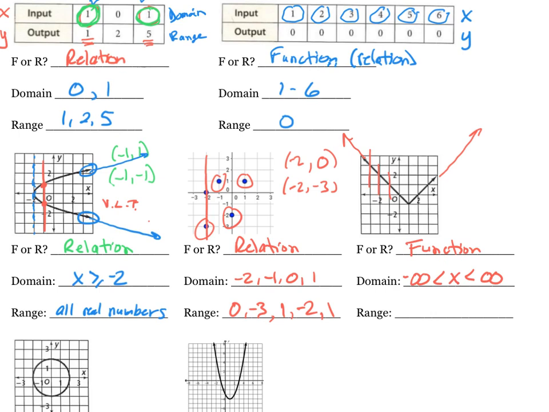Now, the range is asking what y values can be used. Well, it doesn't look like this graph ever goes below -1. So it goes from -1 through as high as you possibly want on the y values. So you could say it goes from -1 to infinity. So we'd say y is greater than or equal to -1, less than or equal to infinity.